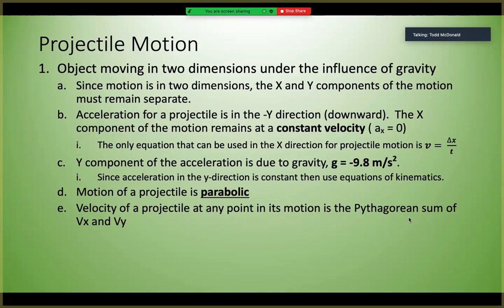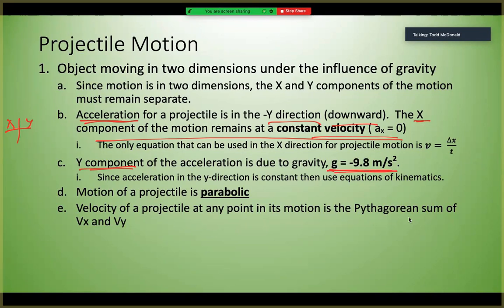The reason why we have to keep them separate is because in the Y direction, we have acceleration, right? In the Y direction, we have acceleration. It's downward. However, in the X direction, since there's nothing really acting in the X direction, we actually have constant velocity. We have no acceleration. So we have to treat the X and Y separately. In fact, we'll usually make a chart and we put everything related to the X and we'll keep it separate than the Y. The Y component, when we're dealing with Y, we're going to use the gravity to be negative 9.8 or negative 9.8 meters per second squared.